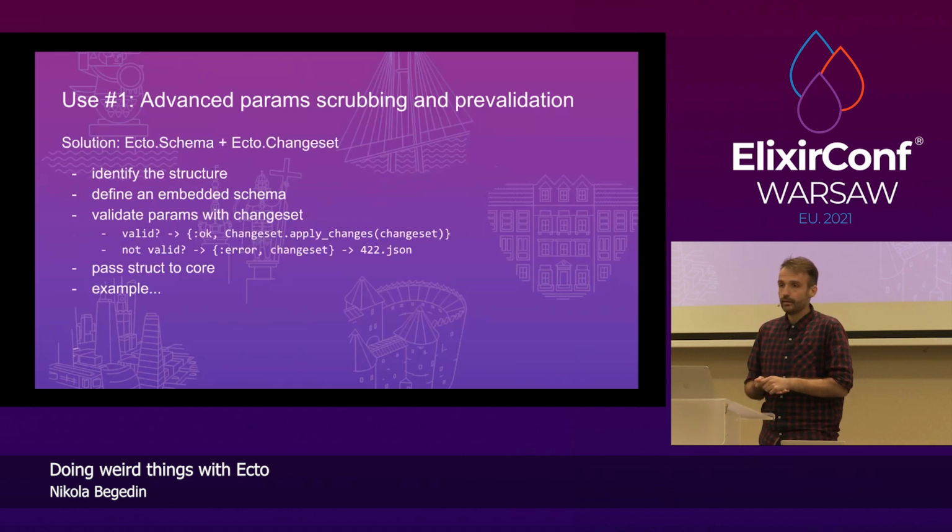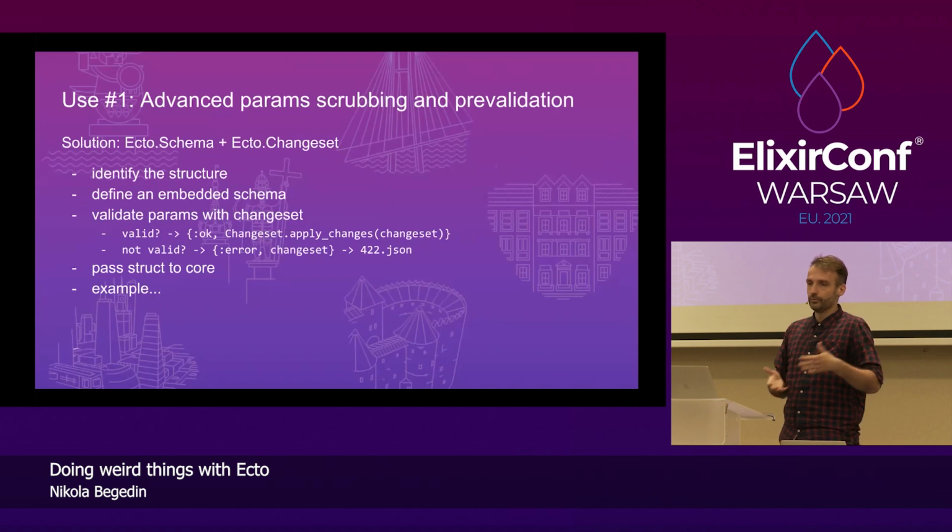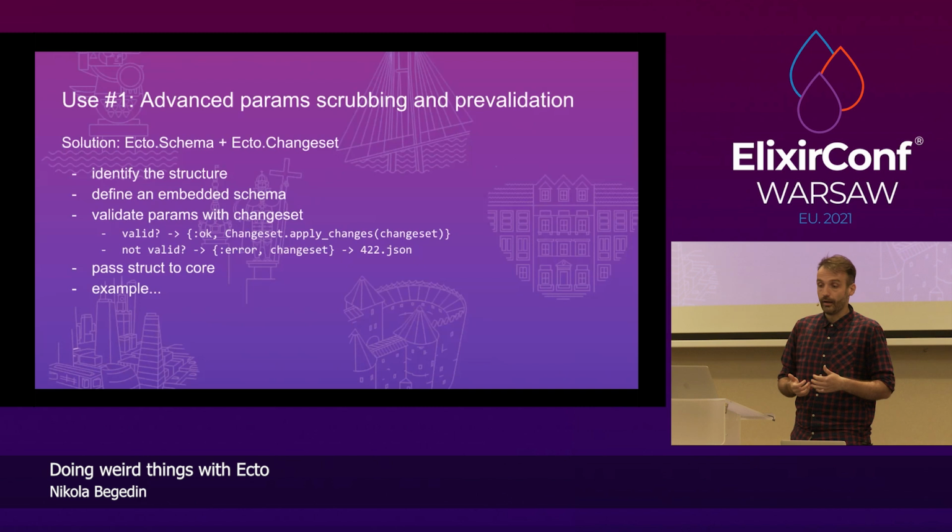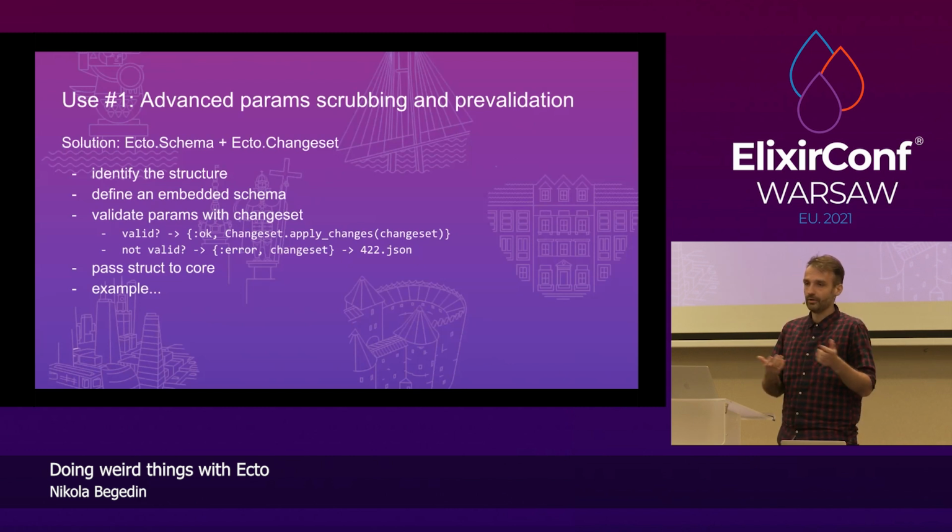So what we did is similar to the normalization talk yesterday, a combination of Ecto schema and Ecto changeset, where we identify our structures, we define embedded schemas for them, and then we define validation functions, which are called from the endpoint as the first step. If the changesets produced by these validation functions are valid, we return an OK tuple, and we use Changeset.apply_changes to get the original struct. If they're not valid, then we return an error changeset tuple, which we handle in a fallback and just render a simple 422 JSON, so the standard validation error structure, and that works out of the box.